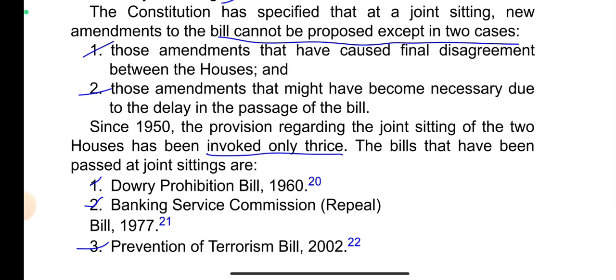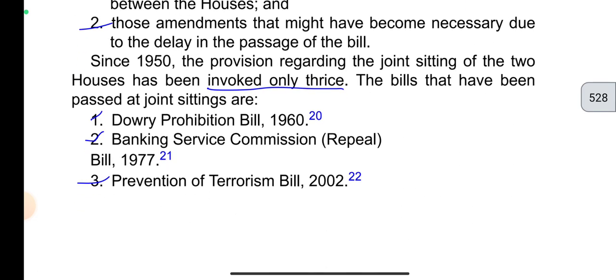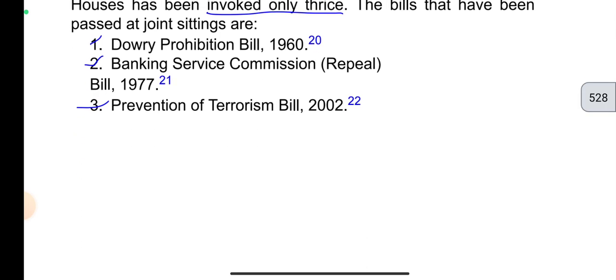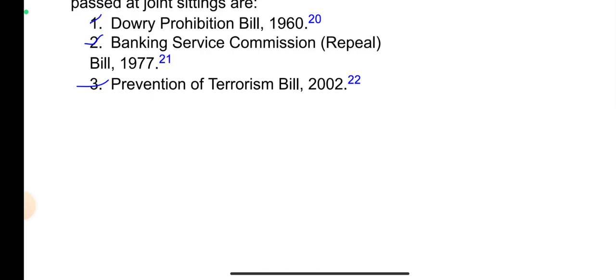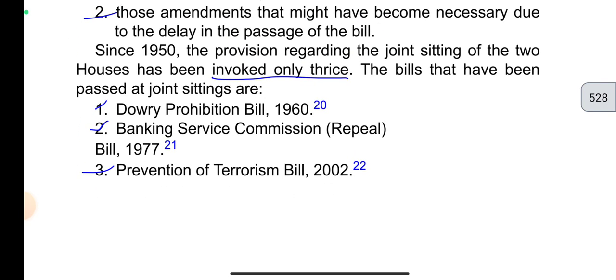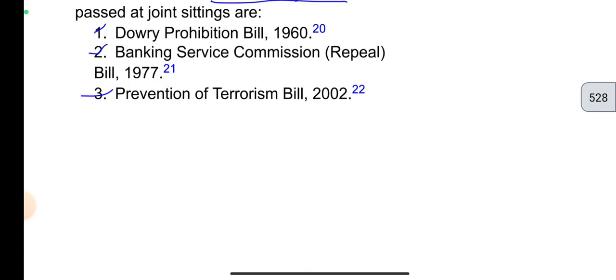The bills that have been passed at joint sitting are Dowry Prohibition Bill 1960, और Dowry Prohibition Bill के लिए भी joint sitting करना पड़ा. क्या बात है. Banking Service Commission Repeal Bill and Prevention of Terrorism Bill. खतरनाक चीज़ है भाई. हाँ, क्यों नहीं पास हुआ था फिर, ये तो अच्छी चीज़ें थीं, पता नहीं.